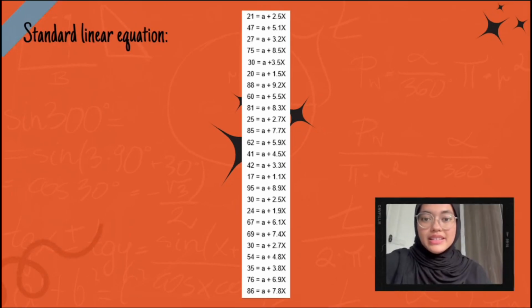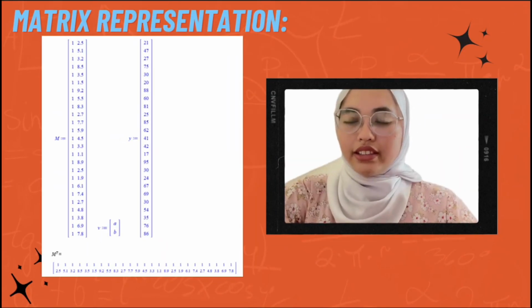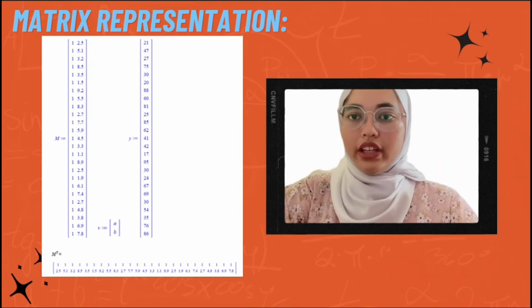As we know, the standard linear equation for each coordinate is y equals a plus bx. Therefore, for the 25 data that we get, we can substitute the values of x and y into the linear equation, and the data will show like this. So now, let us take a look at how Maple can help us with linear modeling.